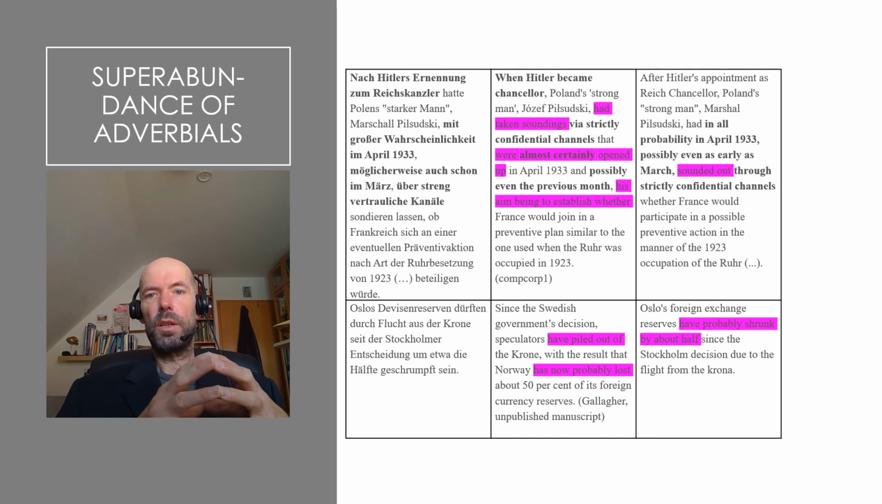When Hitler became Chancellor, this is the human translation, Poland's strongman Józef Piłsudski had taken soundings via strictly confidential channels that were almost certainly opened up in April 1933, and possibly even the previous month, his aim being to establish whether France would join in a preventive plan and so on.